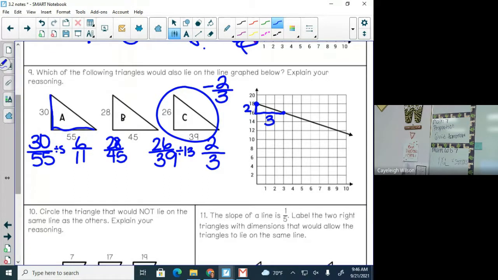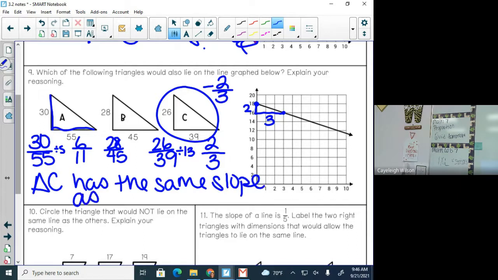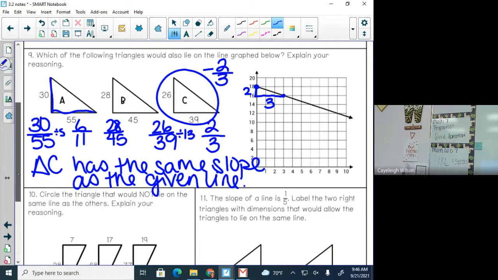And it says explain your reasoning. If you show your work like that, that's enough explanation on why it's that one. If you don't show your work, then you need to say something like triangle C has the same slope as the given line. You have to write something out. If it says to explain or why and you don't, you're only going to get half credit. Can I put triangle C because it's the only one that reduces to 2/3? Which is what I said. The one that has the same slope.